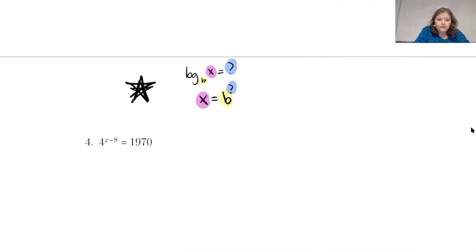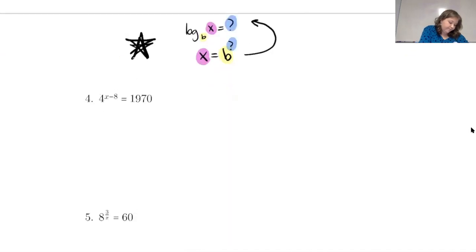So this property here. That one. We're going to use that, but we have been going from the log to the exponential. And this one, we're going to go from the exponential form to the logarithmic form. So here our exponent is x minus 8. So that is going to go on one side by itself because that's like a question mark. Then the base is 4. So that is going to be the base of our logarithm.